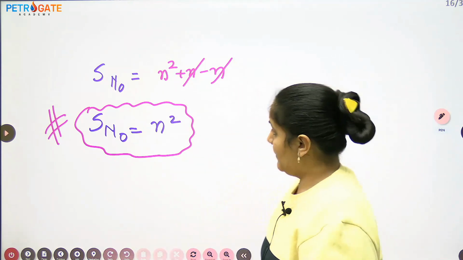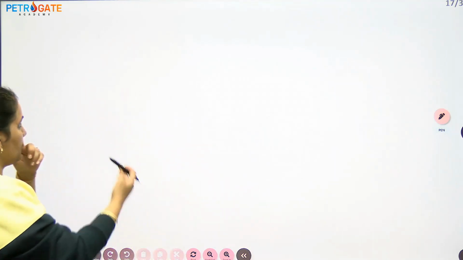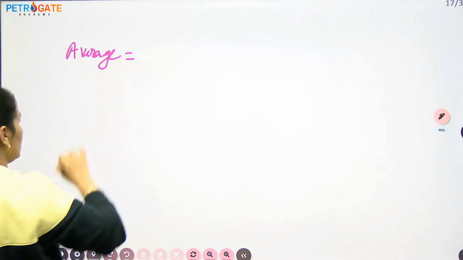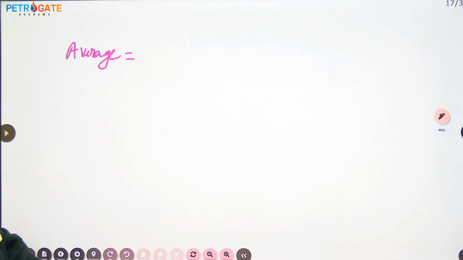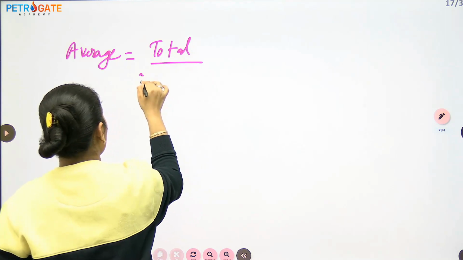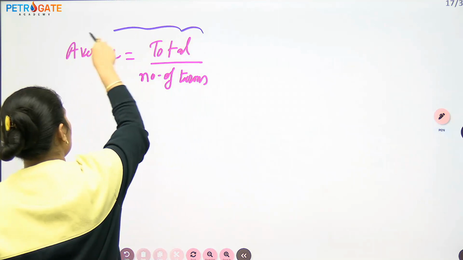Clear? Now suppose we have to find out the average of these series, means the average of n natural numbers, or the sum of first n even natural numbers, or the sum of first n odd natural numbers, then how you will deal? Let me tell you. Whenever we talk about the average, we know very well average of any number is nothing but the total divided by number of terms, or the sum divided by total number of terms.